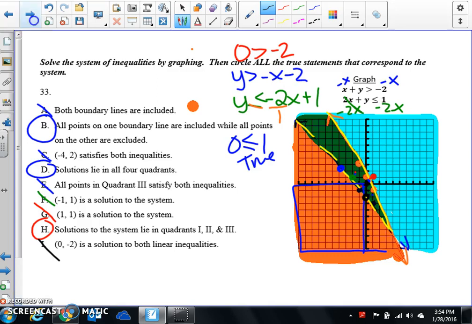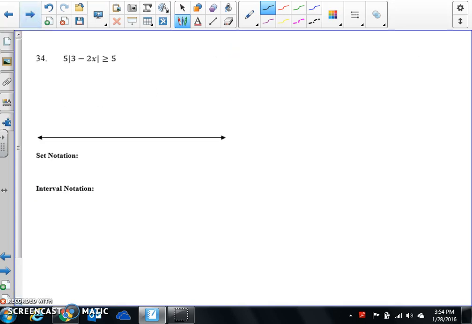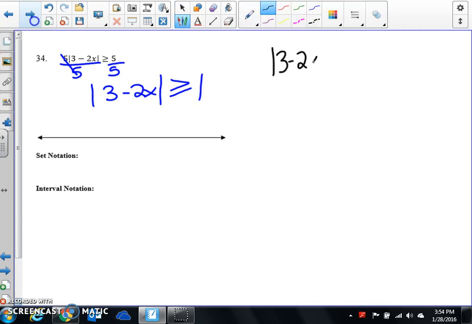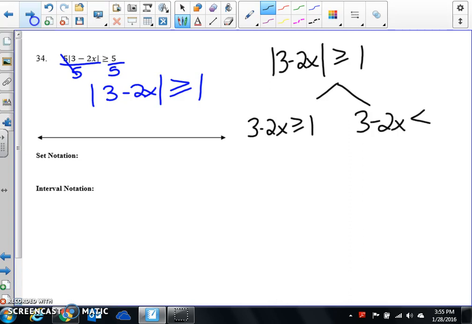All right, let's go to the next one. Absolute value. The first thing we need to do is get that absolute value by itself. So this is 5 times the absolute value, so I need to get rid of the 5 by dividing by 5. So now I have the absolute value of 3 minus 2x is greater than or equal to 5 divided by 5, which is 1. All right, so let's take that absolute value away, and now we have to split it up. This is 3 minus 2x is greater than or equal to 1, and 3 minus 2x, switch the inequality, do the opposite. Opposite of 1 is -1.